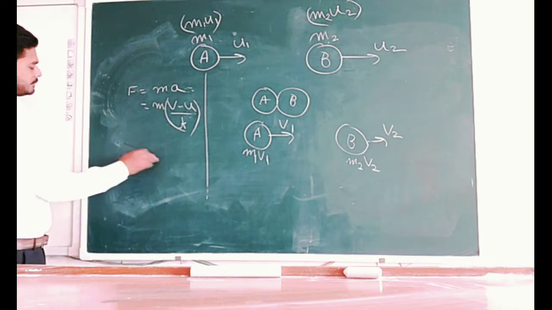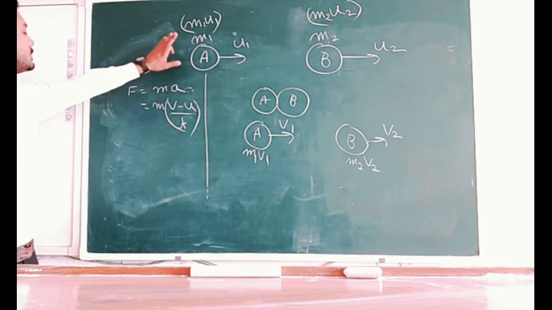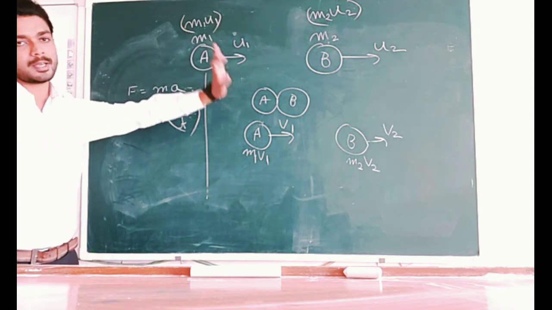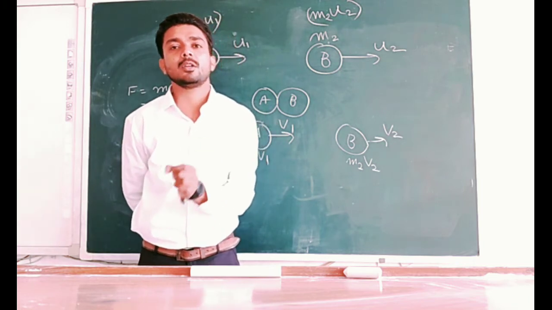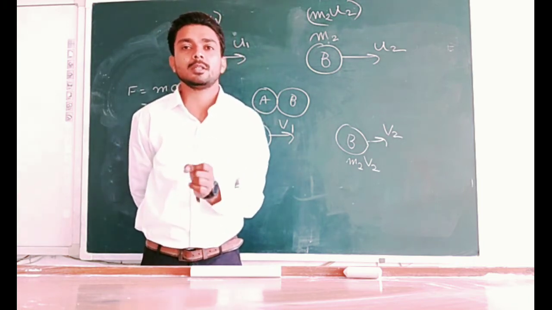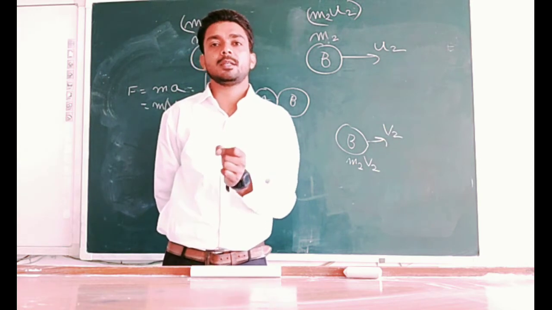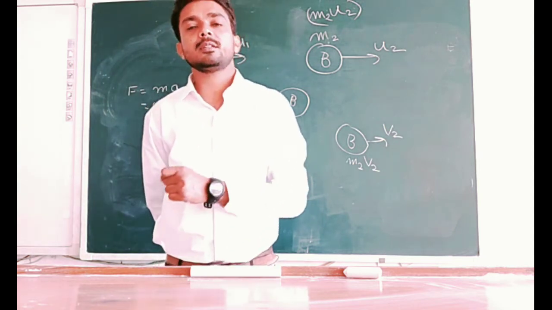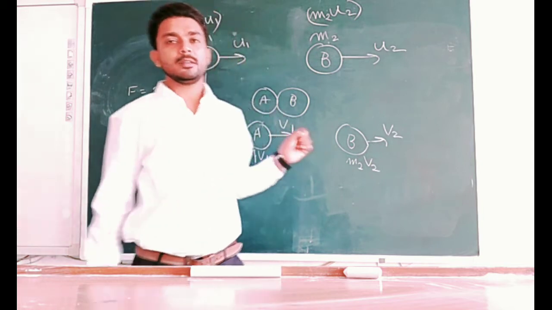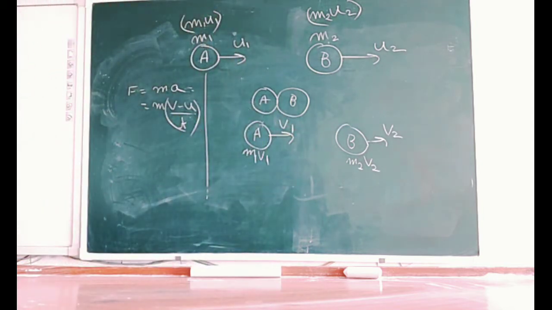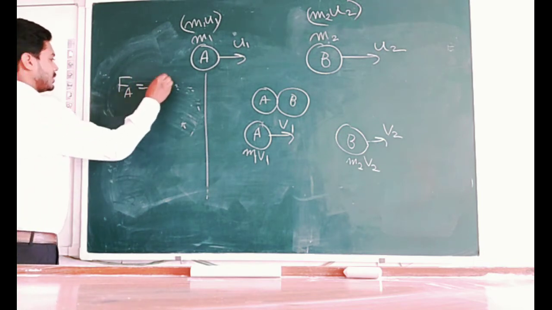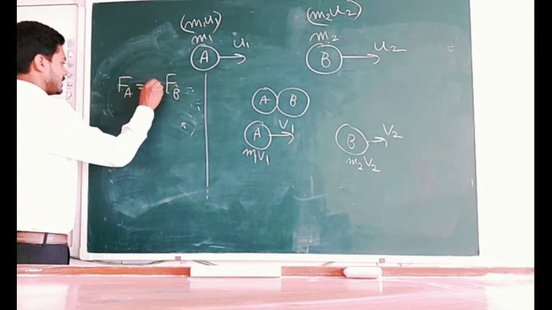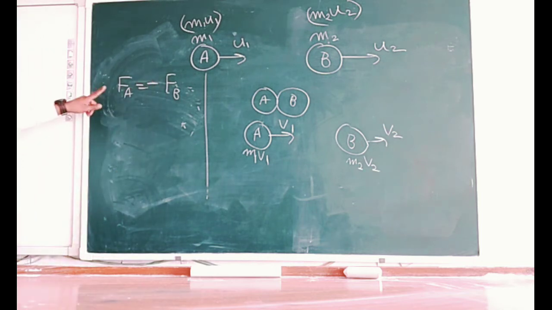Now we are going to apply the force experienced by A and force experienced by B, which will be equal according to the third law of motion. The third law states that the forces experienced by two bodies which are in contact are equal and opposite. Then the force experienced by A will be equal to the force experienced by B with a minus sign, because these forces are equal but opposite in direction.